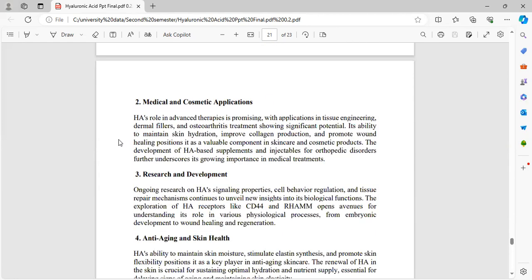The second one is medical and cosmetic applications. Hyaluronic acid's role in advanced therapies is promising, with applications in tissue engineering, dermal fillers, and osteoarthritis treatment showing significant potential. Its ability to maintain skin hydration, improve collagen production, and promote wound healing positions it as a valuable component in skincare and cosmetic products. The development of hyaluronic acid supplements and injectables for orthopedic disorders underscores its growing importance in medical treatment.